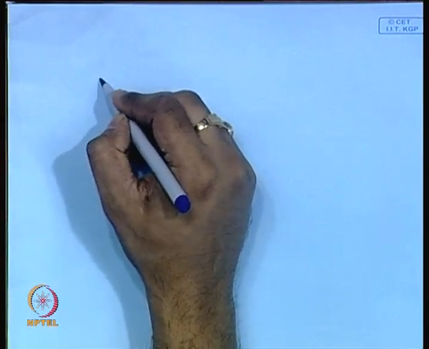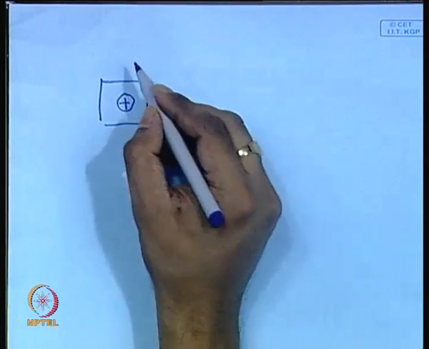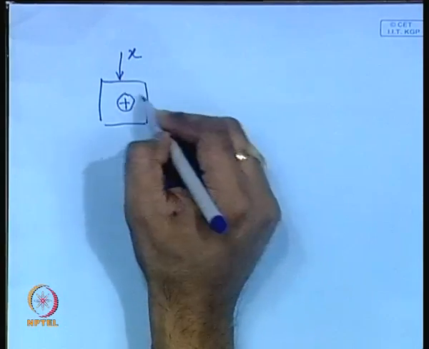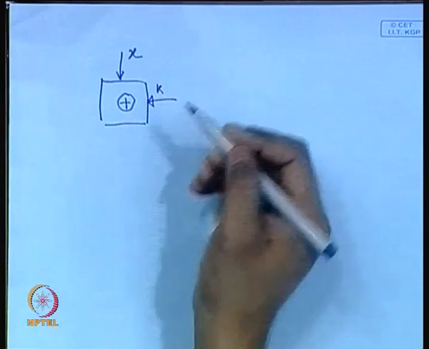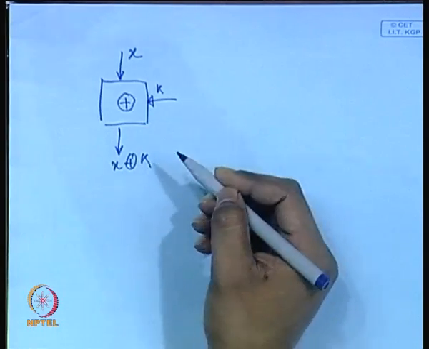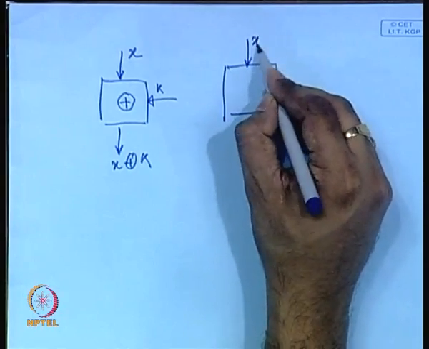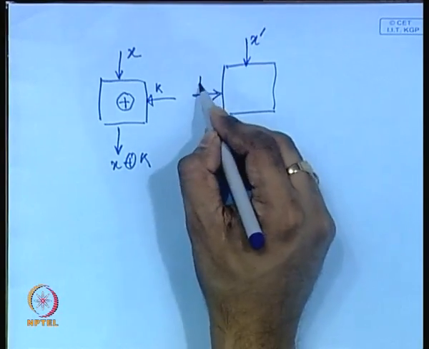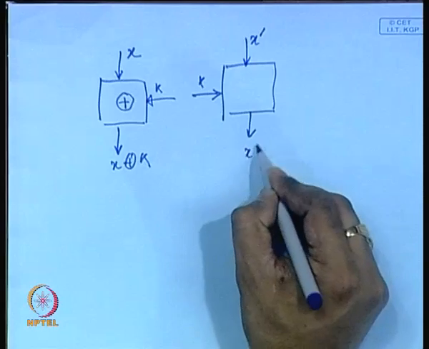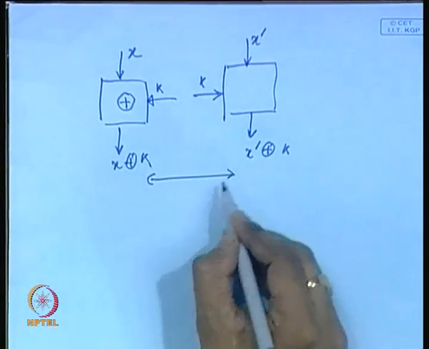Okay, so what is your key XORing operation? You take X and you mix the key, and you obtain X XOR K. So what happens in the other instance of the cipher? You take X dash and you mix the same key. So what do you obtain? X dash XOR K.